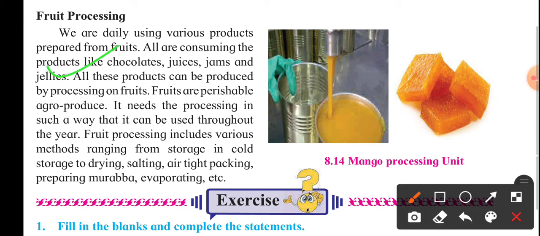Fruits are perishable agro produce. They need processing in such a way that they can be used throughout the year. Fruit processing includes various methods ranging from storage in cold storage to drying, salting, airtight packaging, preparing murabba, evaporating, etc.